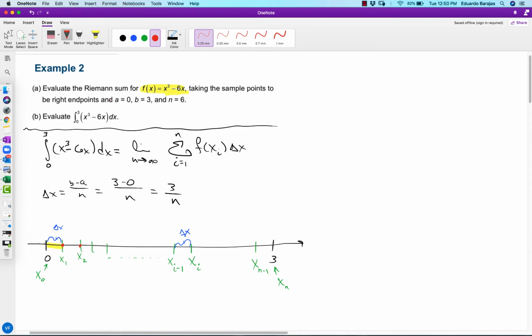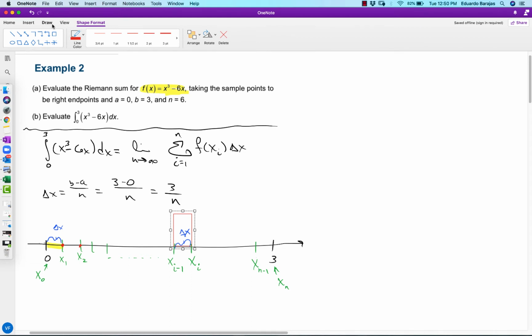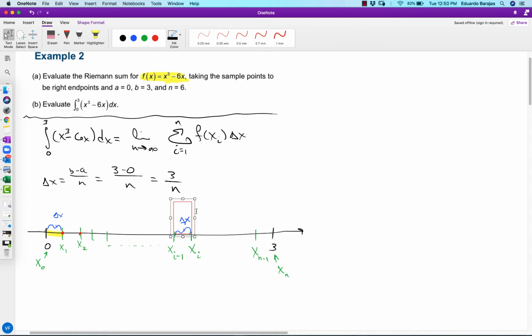So if we think about the ith rectangle, just kind of insert a rectangle right in here, just to have something to visualize. This rectangle will be determined by this point, which we evaluated by the height, which will be f of x sub i, right? Delta x. Okay, good.